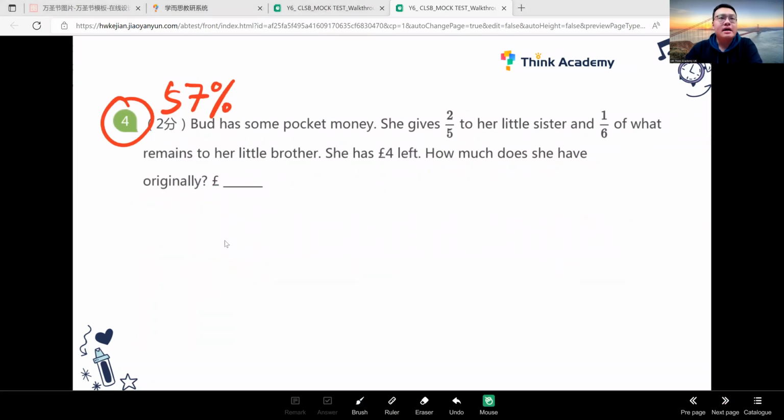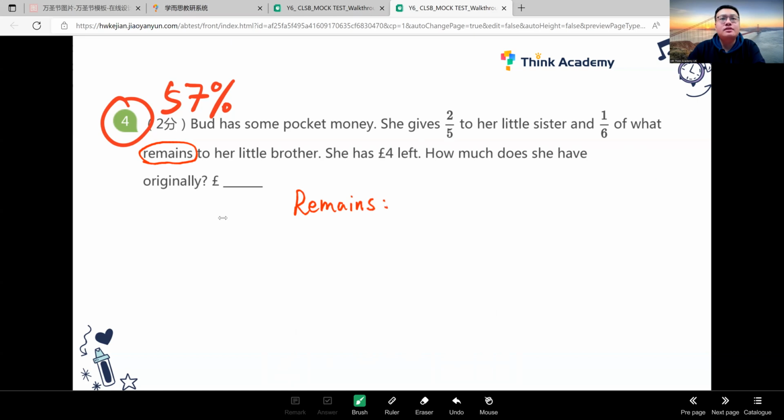Question number 4. Bud has some pocket money. She gives 2/5 to her little sister and 1/6 of what remains to her little brother. She has £4 left. How much does she have originally? To solve this question, we need to do 2 steps. The first step is that we need to find the total of the remains.